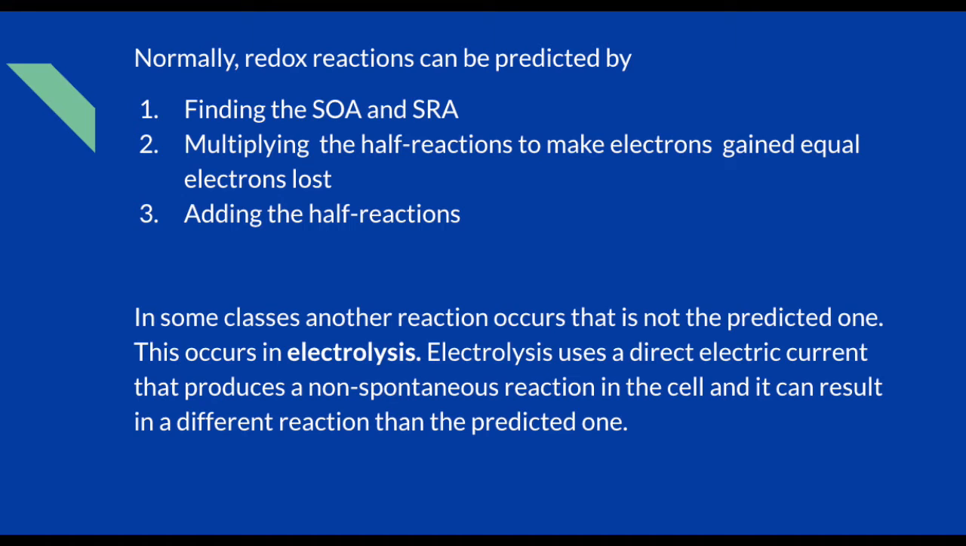Normally, redox reactions can be predicted by 1. Finding the SOA and the SRA, then 2. Multiplying the half reactions to make electrons gained equal electrons lost, and 3. Adding the half reactions together. However, in some cases, another reaction occurs that is not the one predicted. This occurs in electrolysis. Electrolysis uses a direct electric current that produces a non-spontaneous reaction in the cell, and it can result in a different reaction than the one predicted.